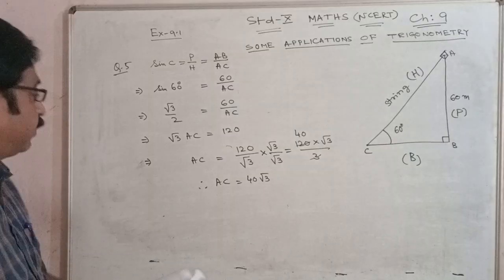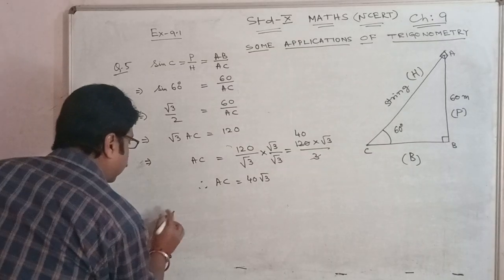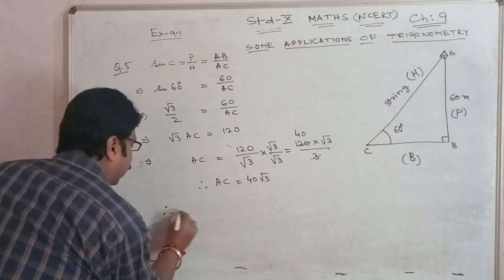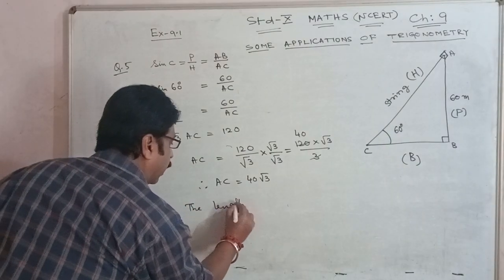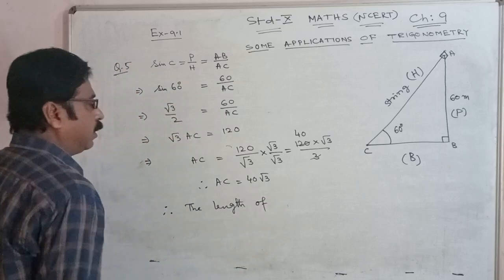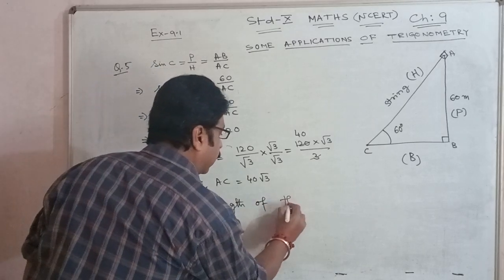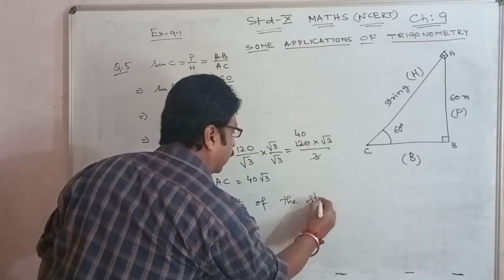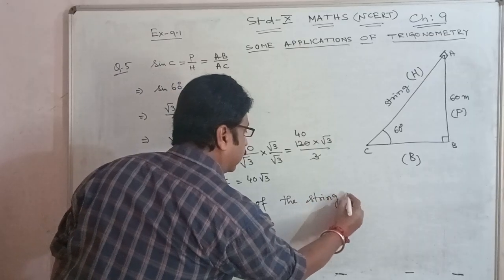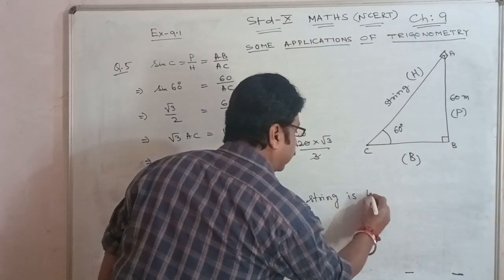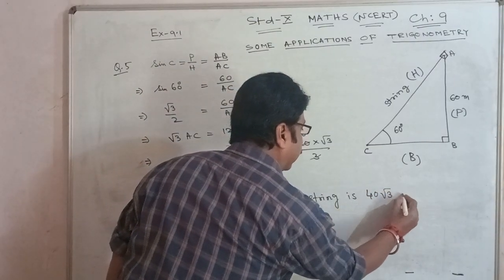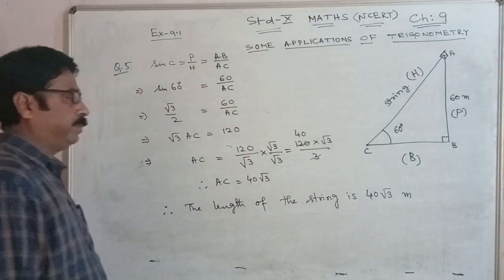Find the length of the string. Therefore, the length of the string is 40 root 3 meter.